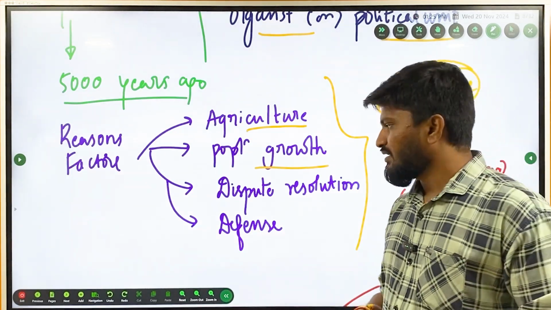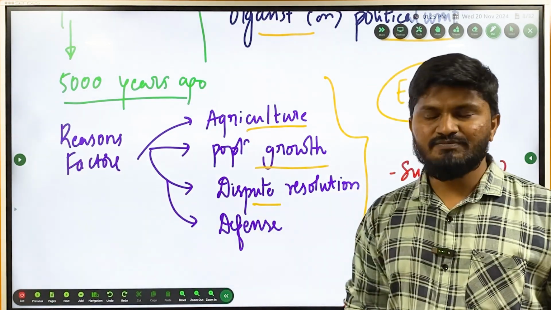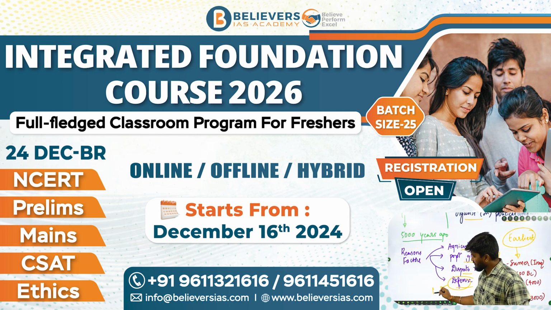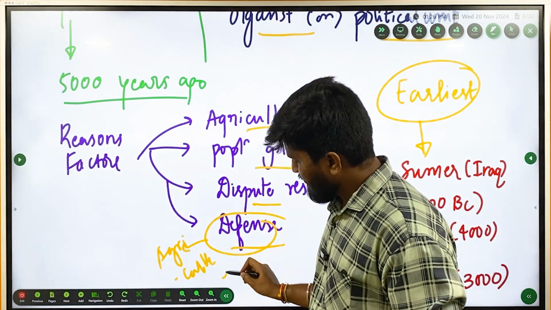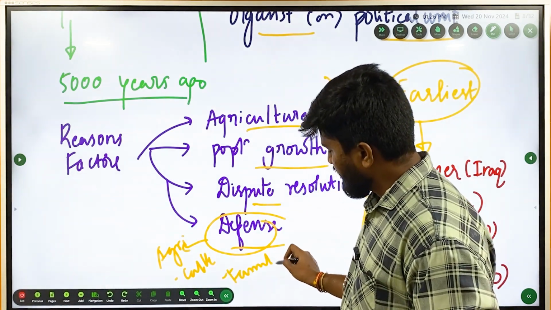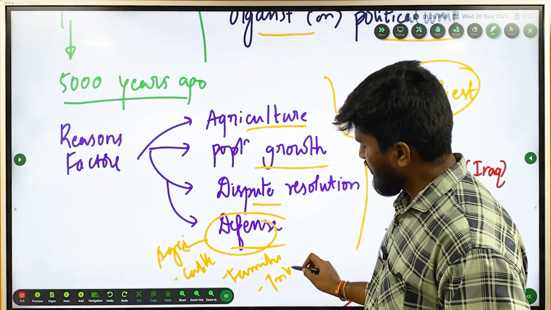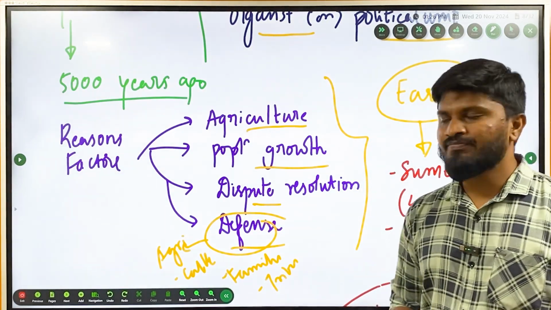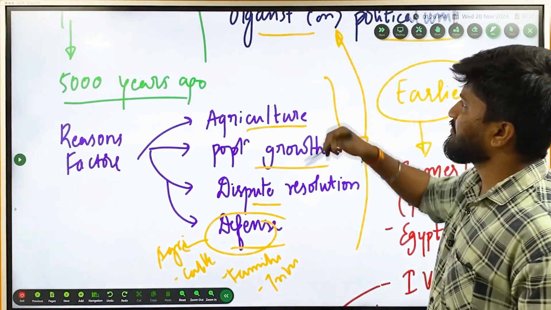Due to population growth, disputes arose between members of different communities, and to resolve these disputes there was a need for a form of organization, and a need for defense: defense of agricultural produce, defense of cattle, defense of family members, defense of tribes from other tribes. Because of all these things, there was a need for an organization, and that organization is government.